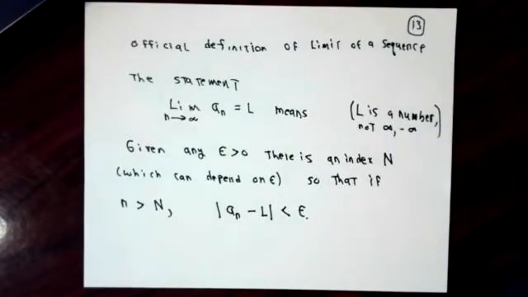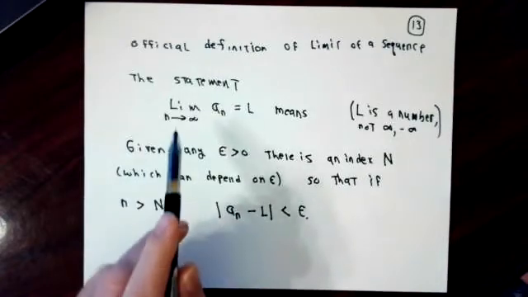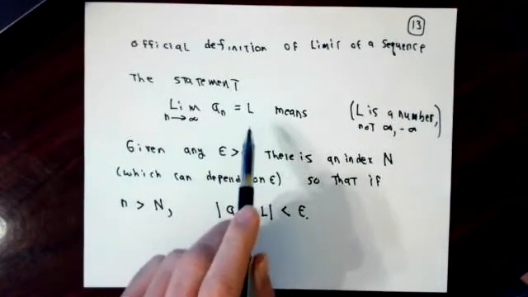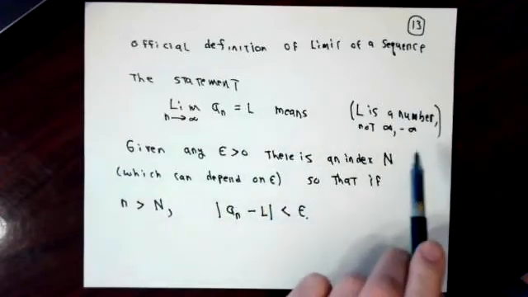You may remember in Calc 1, when you talked about limits, there was an informal discussion, and then there was an extremely picky technical definition involving epsilons and deltas. Likewise, we've had an informal description of what we mean by the limit of a sequence, and now we'll be official.